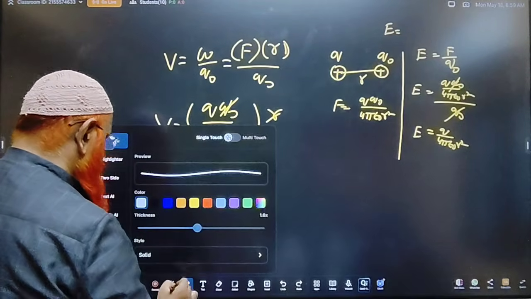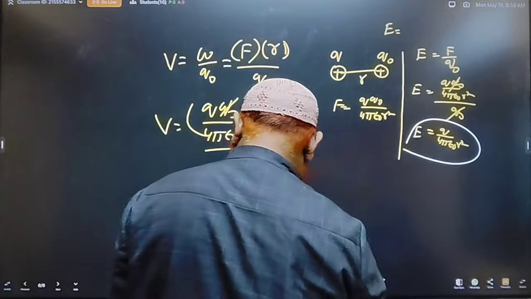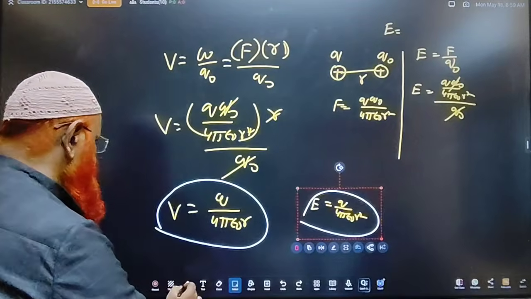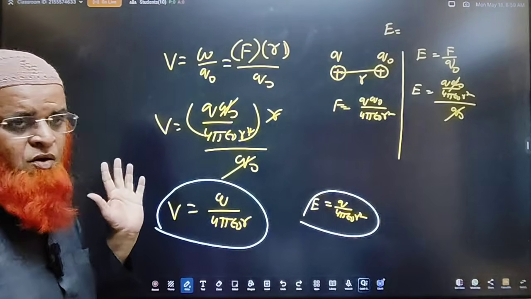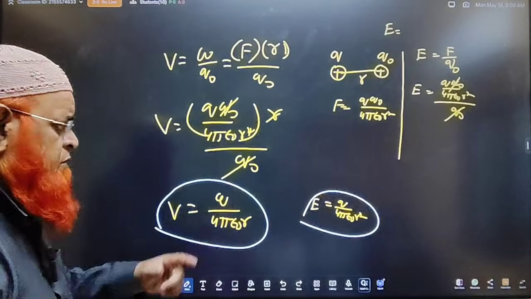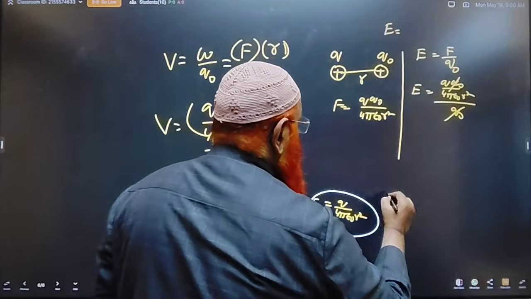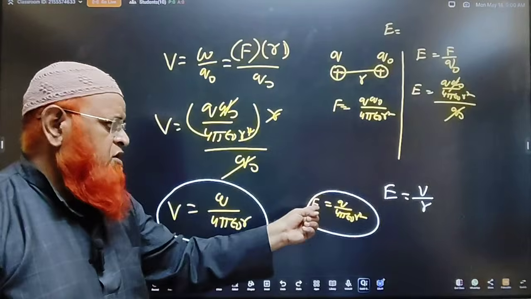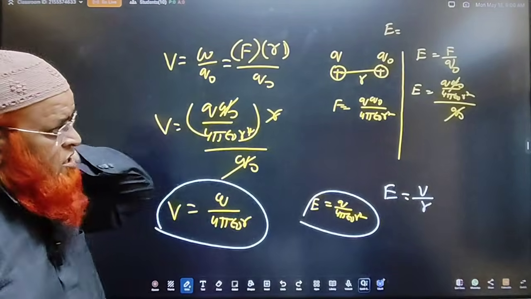So what did you get now? What is the difference between potential and electric field intensity? Compare these two. In electric field intensity R square is there, in potential only R is there. What is the relation between E and V? So E is nothing but potential by distance. That is the relation between E and V.